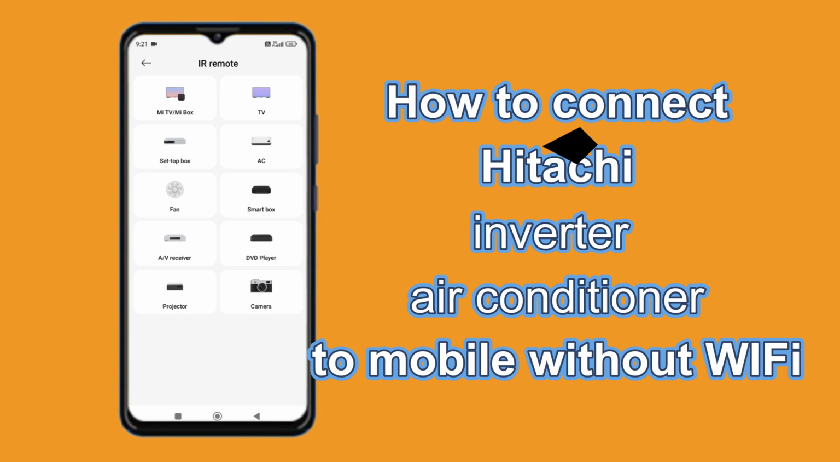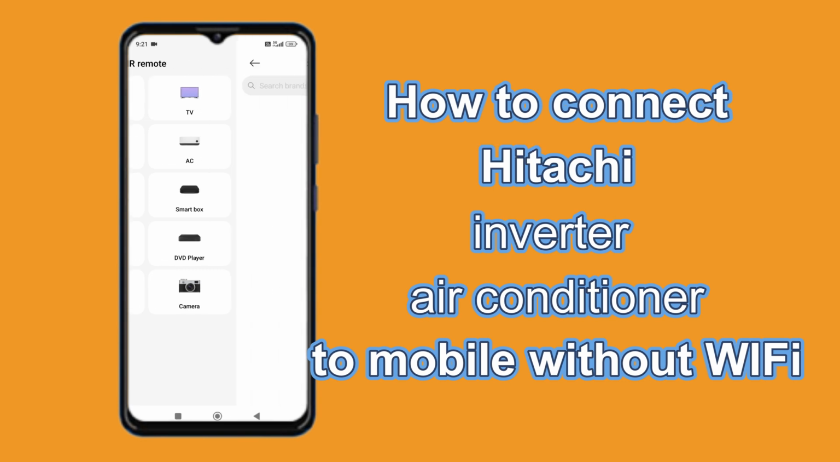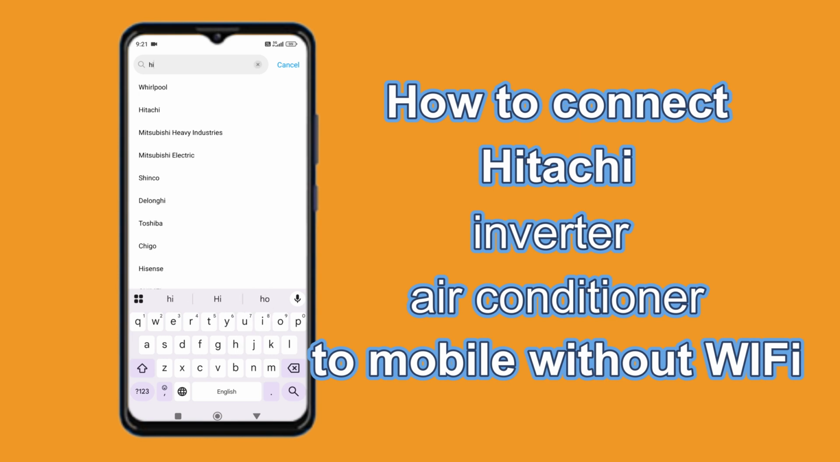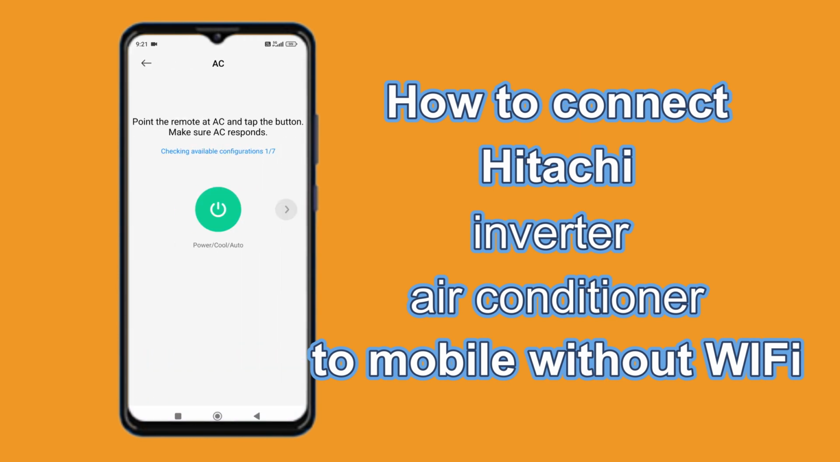On the main page, go to the AC symbol. Now make sure that you turn on the main supply of your AC. And now search and find Hitachi. Now go to Hitachi and use the mobile in the same way as you use the remote of the AC. And now you can see on the screen of the mobile, checking available configuration 1 to 7.